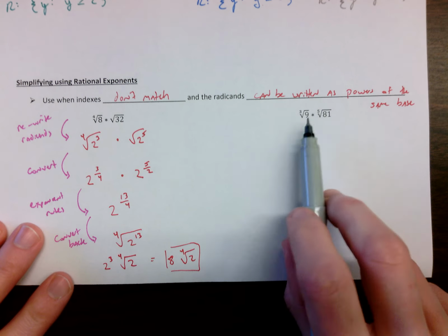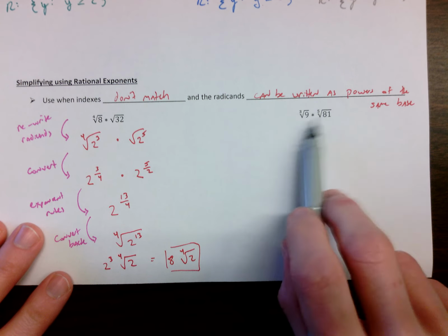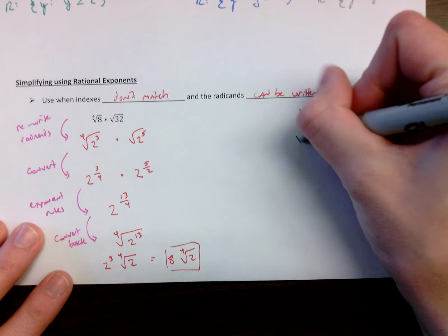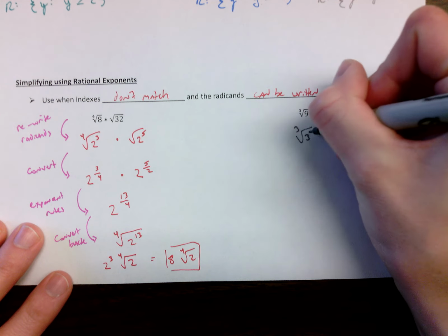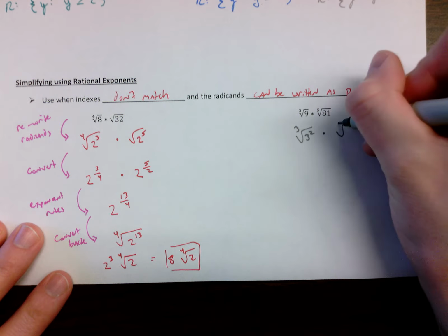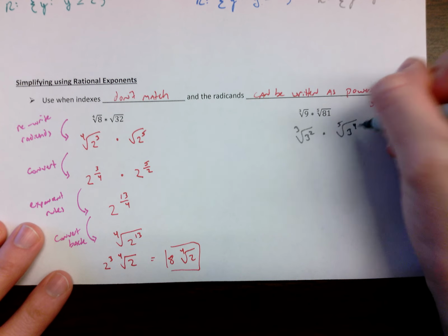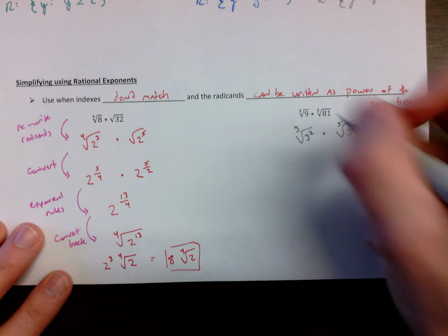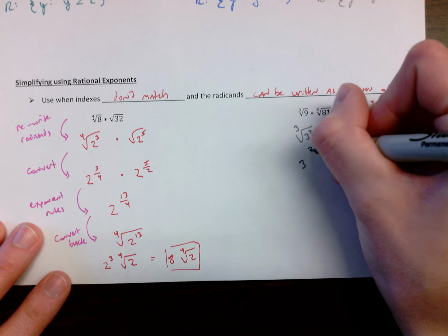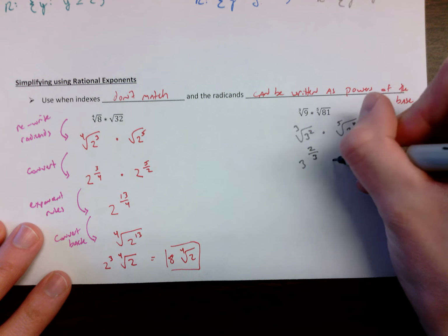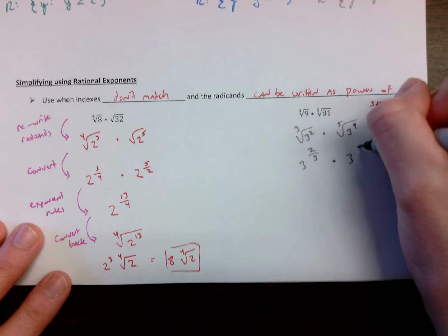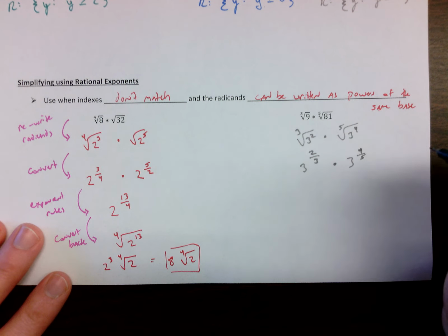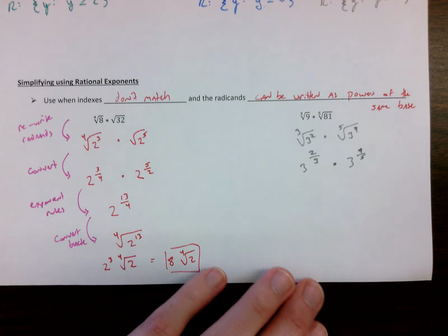So this guy right here, again, the indexes don't match, but 9 and 81 can be written as powers of the same thing. So I'm going to start by rewriting this as 3 squared and 3 to the 4th power. Then I'm going to convert it into exponent form. So power over root: 2 over 3, power over root, 4 over 5. And then from there, I can add those exponents together.